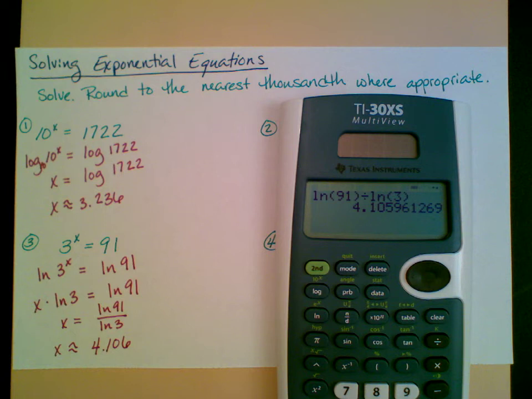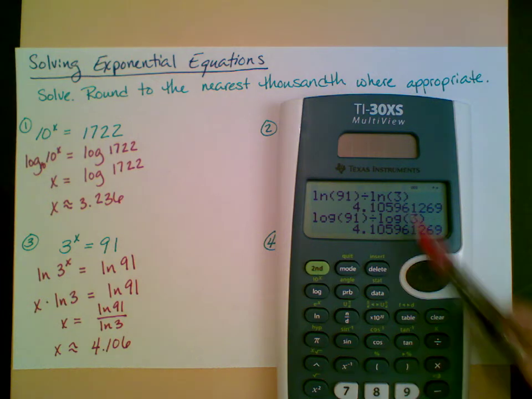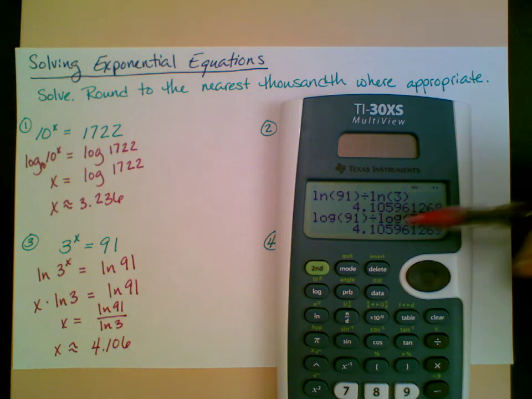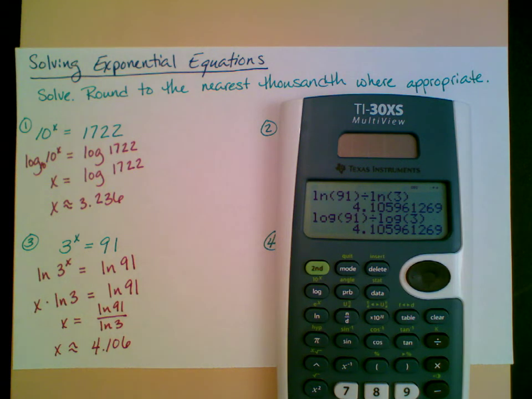log as opposed to the common log? And you can do the same exact thing with the common log. Notice that if you type into your calculator the common log of 91 divided by the common log of 3, you get the exact same answer. You get 4.106. And actually notice that it's exactly the same as far down as it chooses to show us the approximation for. It does not matter which log you take.